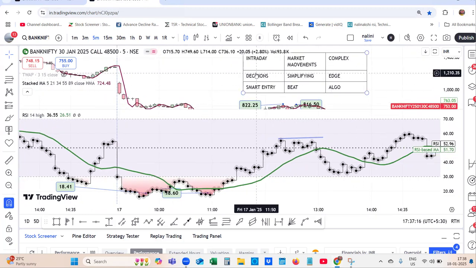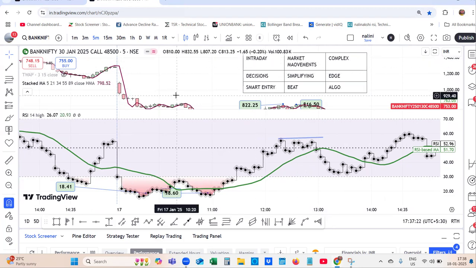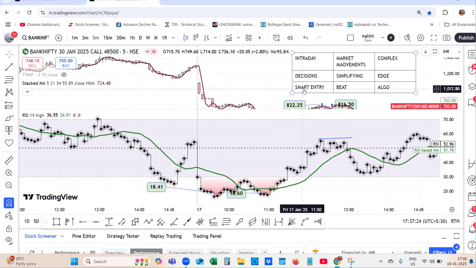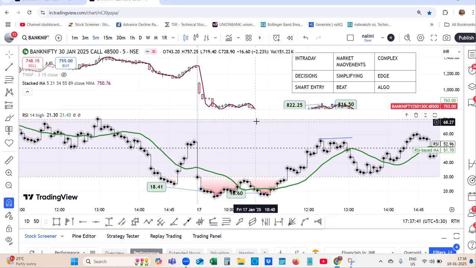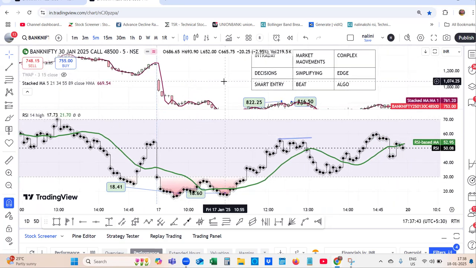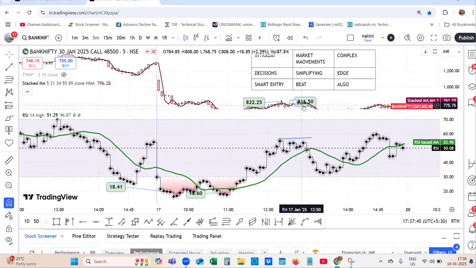and you were able to carry the position comfortably, and your decision making became simplified, even though the market movement was going down. There was no confusion, and you got a smart entry, beating everything. You cannot beat the algo because it works in milliseconds. You can at least compete with the algo with your discretion trading, decision making. You would have made a good entry and good money.